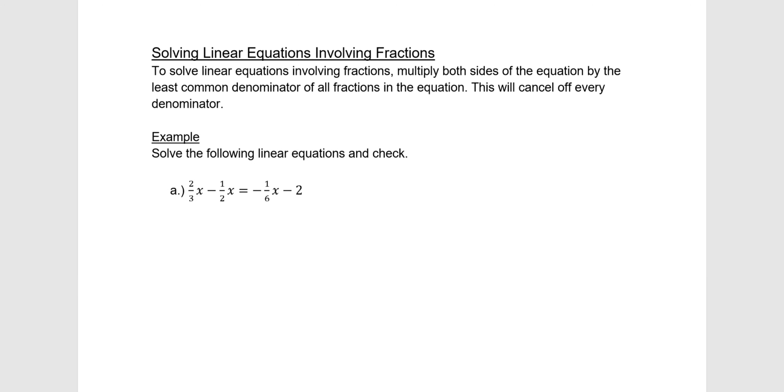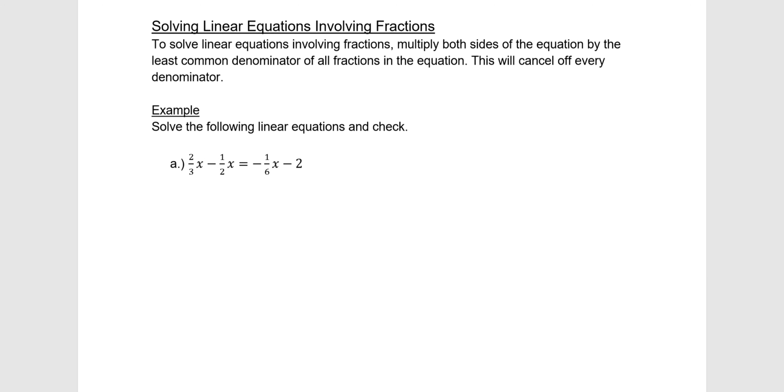Okay, so let's make these a little more difficult here. Let's solve these linear equations that have fractions in them. The easiest way to solve linear equations involving fractions is to multiply both sides of the equation by the LCD of all fractions in the whole entire equation. We do this because it's going to cancel off every denominator, giving us integers to work with rather than fractions. Okay, so for example, we have this first one, 2/3 x minus 1/2 x equals negative 1/6 x minus 2.